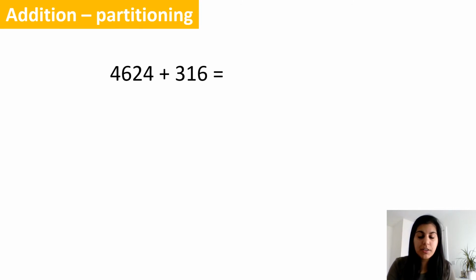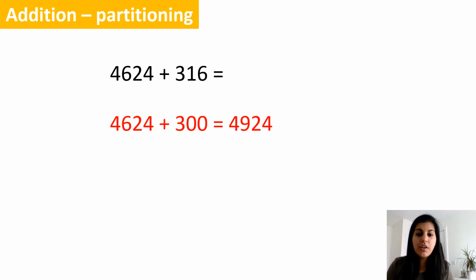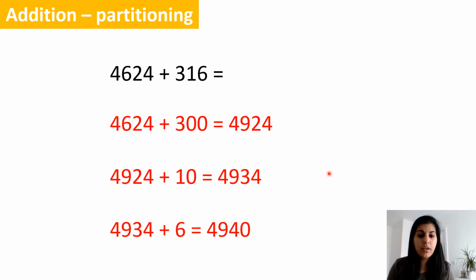So hopefully you partitioned your 316 and started off by adding your 300. So 4,624 plus 300 is 4,924. I then needed to make sure my next line started with 4,924 and I add my tens. I've got 1 ten and my answer should have been 4,934. My last line I would have added my ones and I've got 6 ones here. So 4,934 plus 6 is 4,940. I hope you got on okay with that.